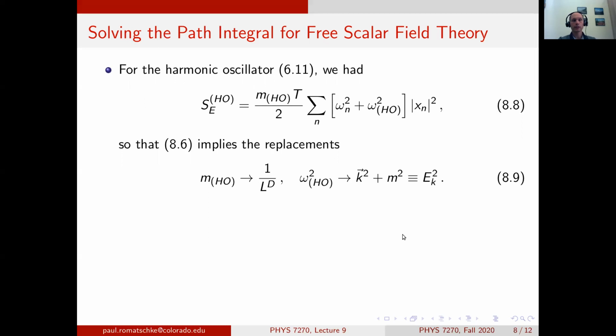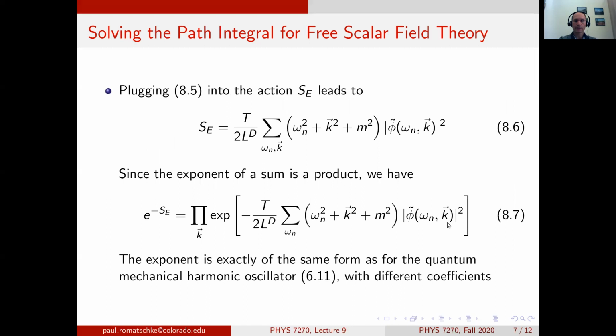So recall that in lecture 6, we found that the action of the harmonic oscillator was given as m harmonic oscillator times t by 2 times the sum of Matsubara frequencies squared plus harmonic oscillator potential squared. Let me just go back one slide. This is exactly the same form here, except that we have different coefficients appearing here.